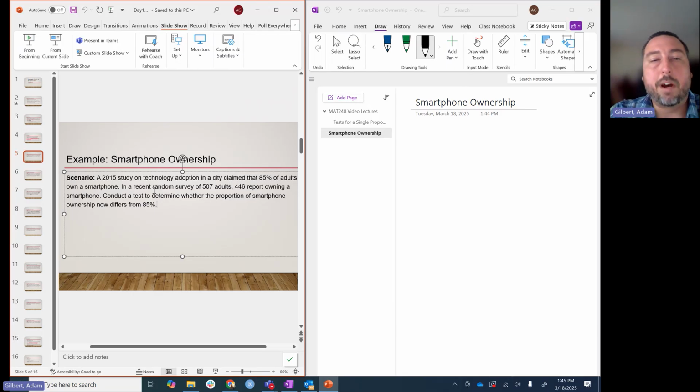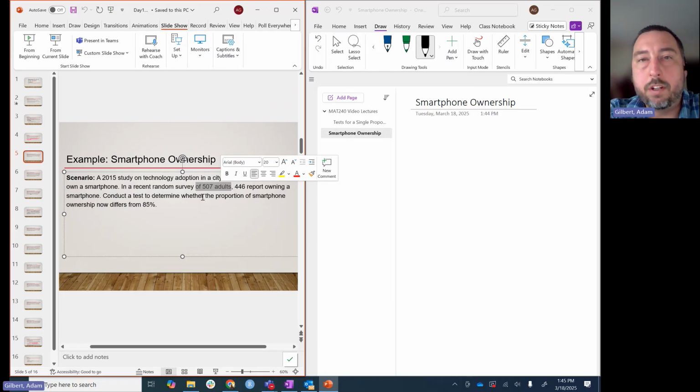What are we conducting a hypothesis test on? It's this technology adoption, and really it's the proportion of adults who own a smartphone. If we think about the participants in this study, they're these 507 adults. The question that they're being asked is, do you own a smartphone?